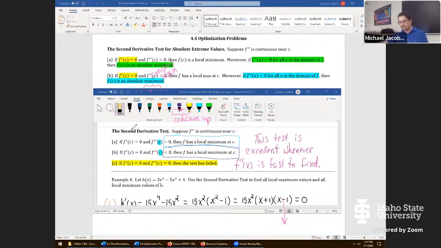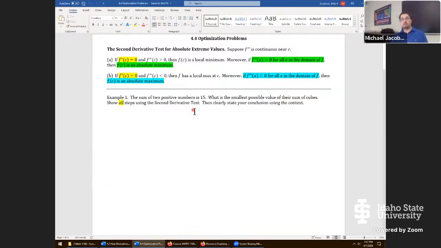And aside from all that stuff there, let's see what we can do with the problem down below. Now, I want to be real upfront with you. Example 1 is silly. Because we're looking for two positive numbers to maximize the sum of cubes, the strategy is just to divide this by 2, and you have the answer. It's 7.5 twice for both numbers.